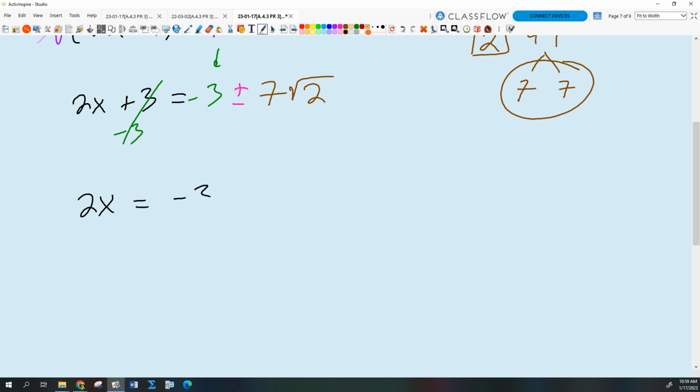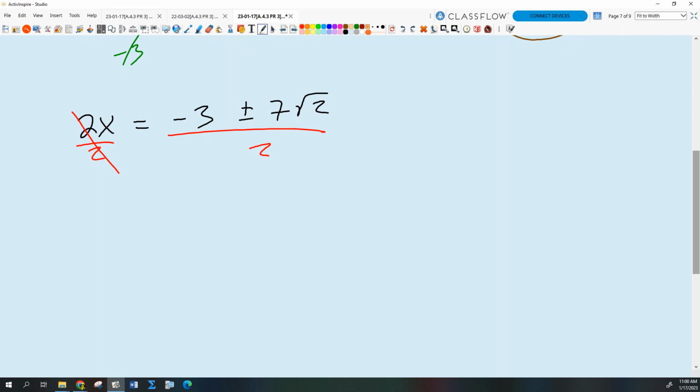2x equals -3 plus or minus 7 square root of 2. Last step, divide by 2, and we're done. And that's it. Those are both of my answers right there. I get x equals -3 plus or minus 7 radical 2 over 2.